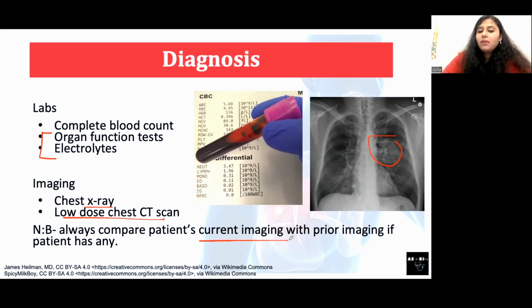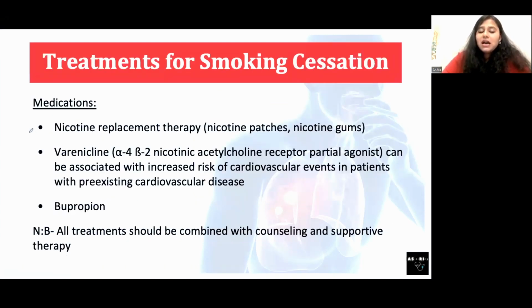And we always want to compare any prior X-ray or imaging to see whether this is a new incidental finding of a cancer or nodule, or something that was there before and is growing more now. So that's very important to ask and to do a comparison of prior imaging. Now the treatment, a little bit of which we discussed on the prior slide on the research: nicotine replacement therapies can be patches and gums, and also you have varenicline and bupropion. These should, of course, be combined with counseling and a lot of supportive therapy.